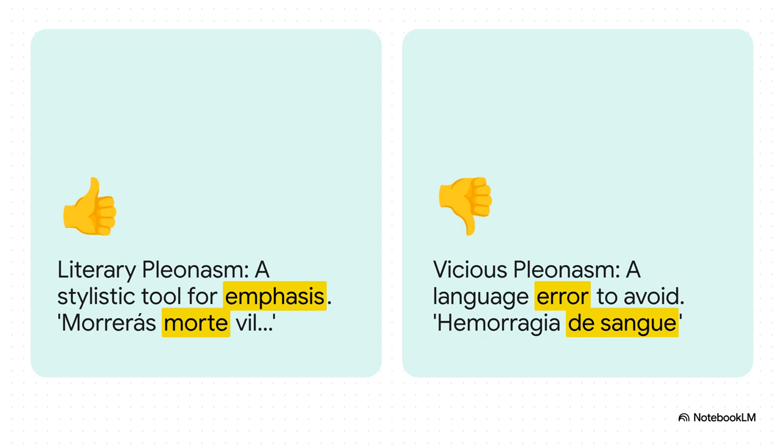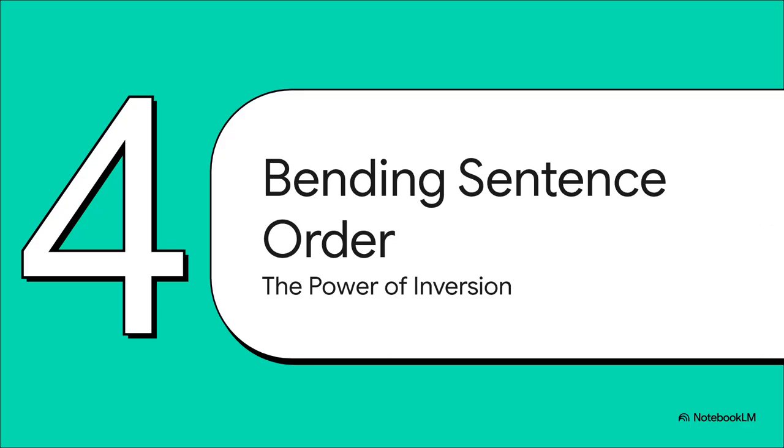The good kind, literary pleonasm, is all about emphasis. Saying you will die a vile death isn't just redundant. That extra word death is there for pure dramatic punch. Then you have the bad kind, the stuff to avoid, things like blood hemorrhage. I mean, what else would it be? Or repeat again. One is a powerful stylistic choice, the other is just clunky. All right, let's move on.